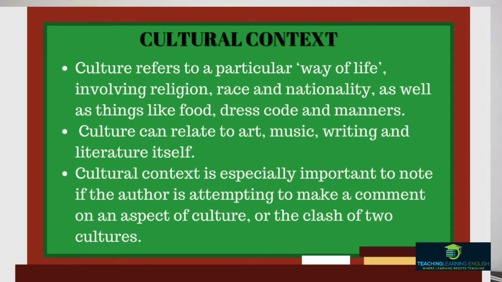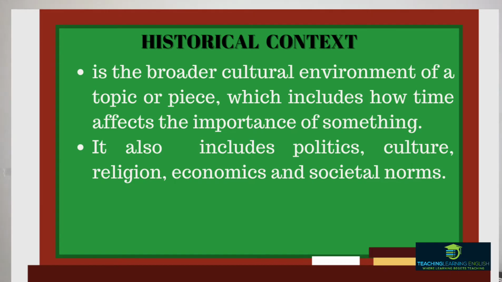First is cultural context. Culture refers to a particular way of life involving religion, race, and nationality, as well as things like food, dress, code, and manners. Furthermore, culture can relate to art, music, writing, and literature itself. Cultural context is especially important to note if the author is attempting to make a comment on an aspect of culture or the clash of two cultures. Next is historical context, the broader cultural environment of a topic or piece, which includes how time affects the importance of something. It also includes politics, culture, religion, economics, and societal norms.